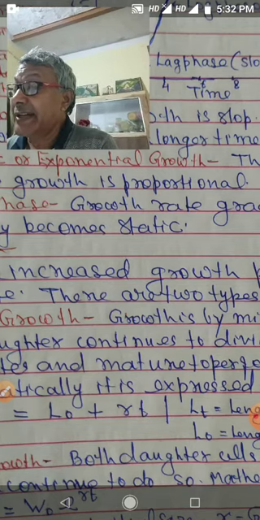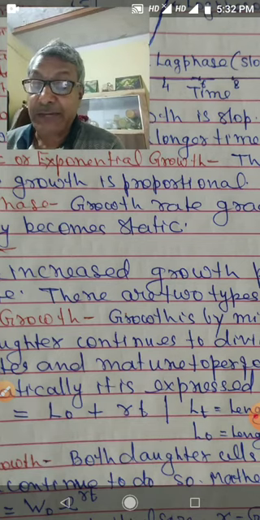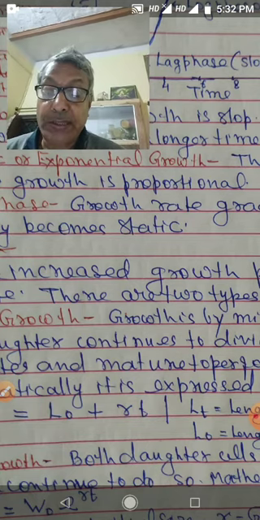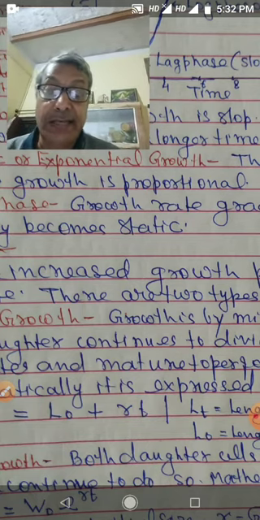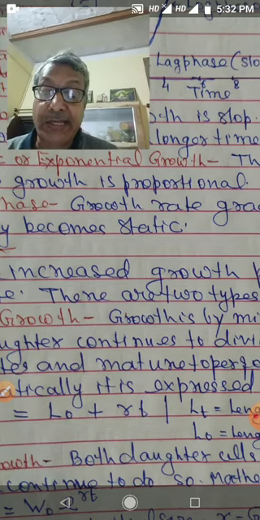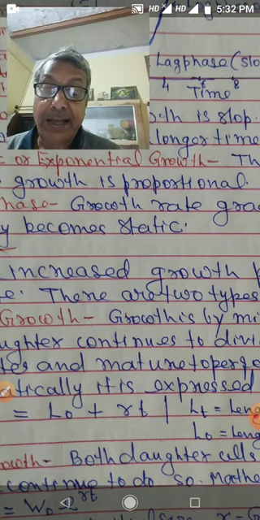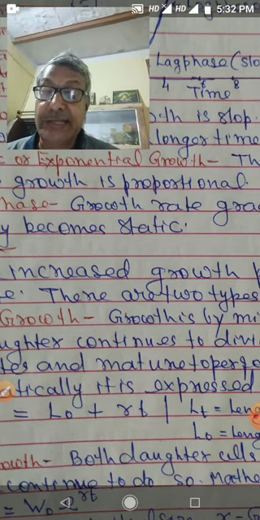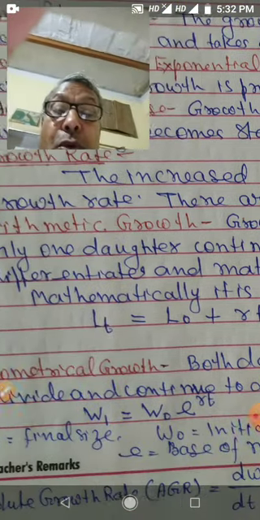We can express this arithmetic growth by a mathematical expression. Lt is equal to L0 plus rt. Lt is the length at time t, L0 is the length at time 0, r is the growth rate and t is the time. Now next is geometrical growth.